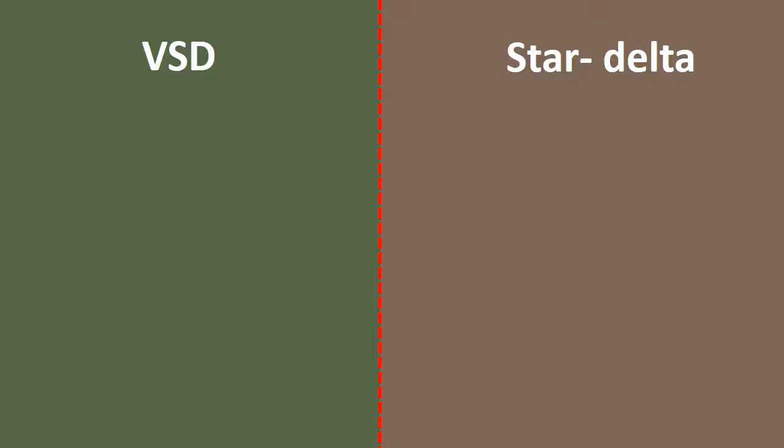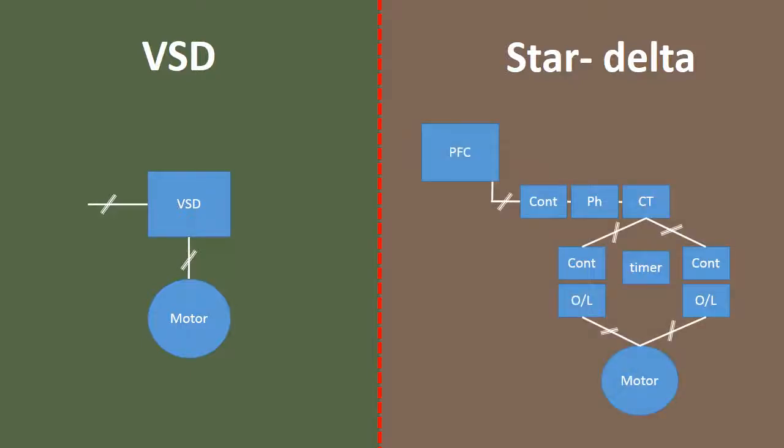VSDs also offer a simple and effective means of controlling inrush current when starting large motors. A VSD is a self-contained device that uses solid-state switching technology. In comparison to the star-delta circuit seen on the right, you can see that there is far less to install and maintain with a VSD.